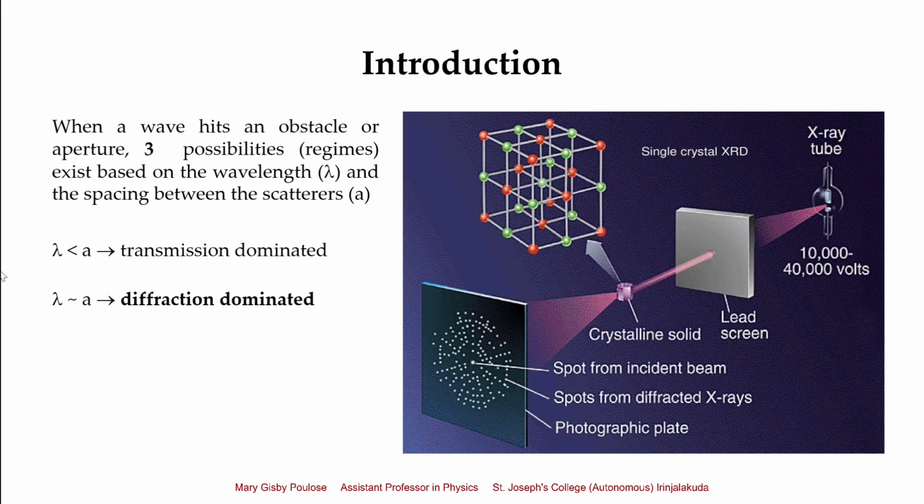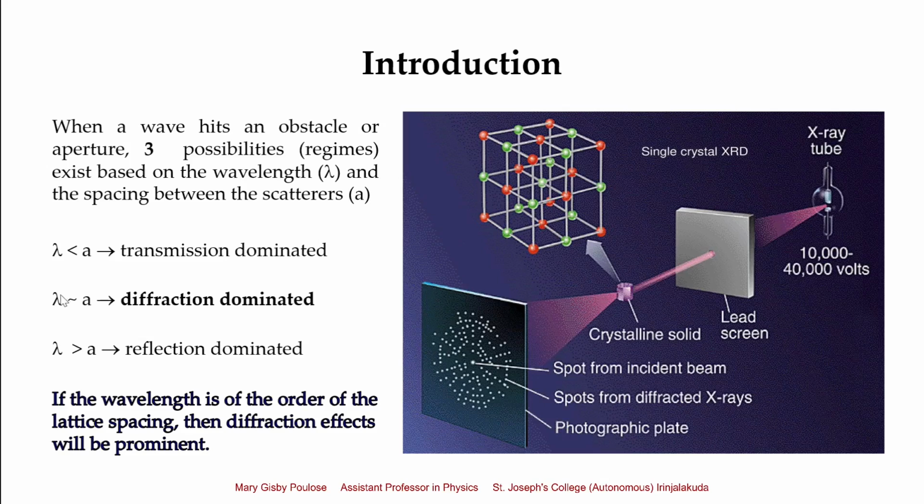And in the next case, if the wavelength of the light is very much greater than that of the object or the aperture, the possibility is that reflection of that wave takes place. So if that object or the aperture is very small compared to the wavelength of light, light will fall on it and get reflected.